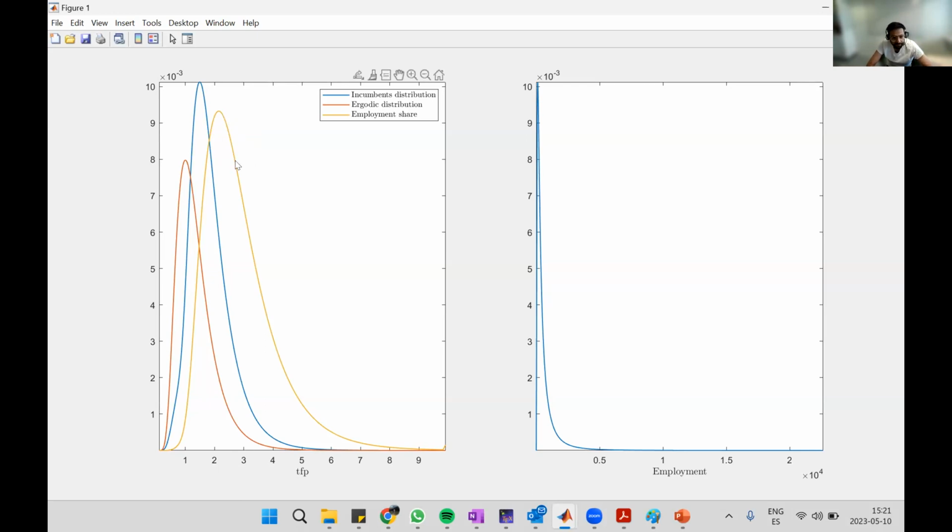The distribution of employment is even more shifted towards the right because of the convexity, which means that firms that are very productive are much bigger than firms that are less productive. So the left tail of the employment distribution is going to be very thick. This is pinned down by the returns to scale parameter, and this is important.